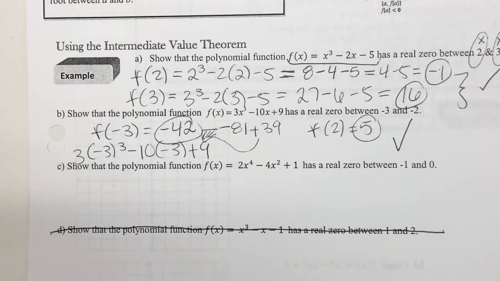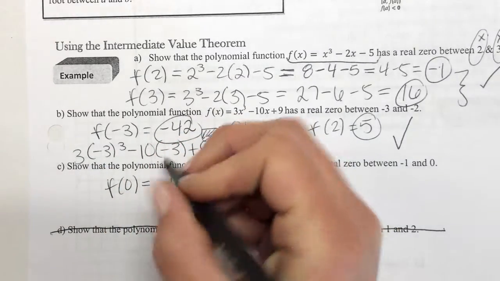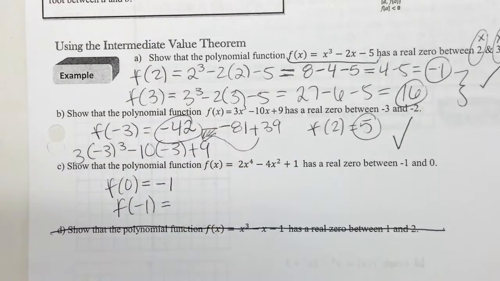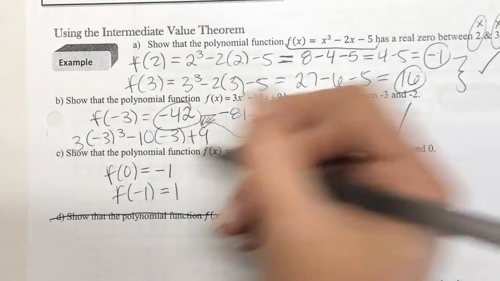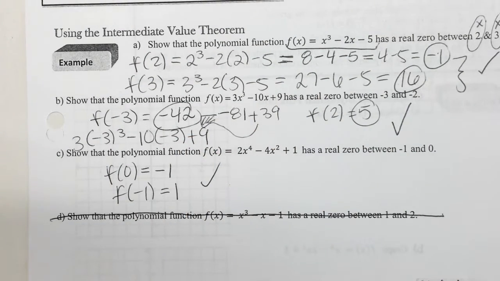Alright. What did y'all get for f of 0? Very good. What did y'all get for f of -1? 1? Everybody get that? So did the intermediate value theorem work? Yes. So in short, somebody just tell me a shortcut or a short version of how do you check for the intermediate value theorem?